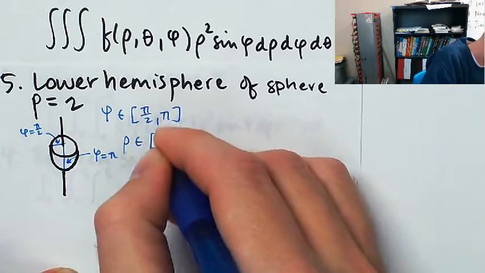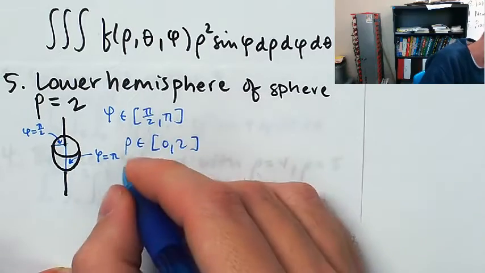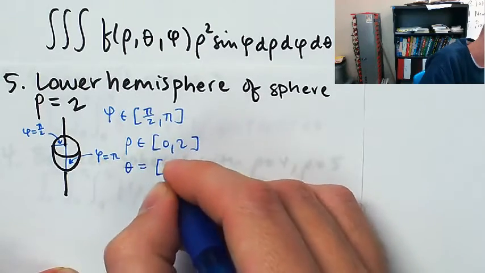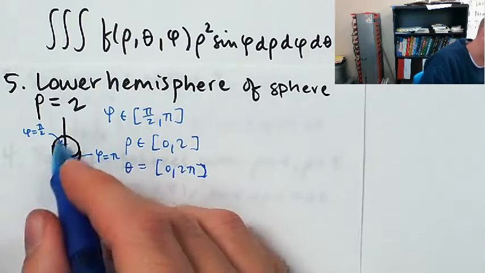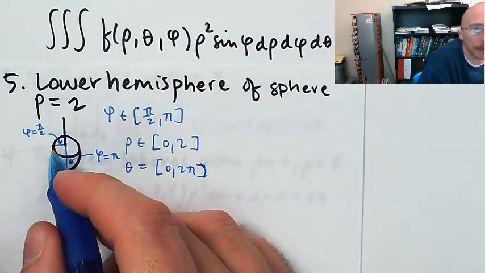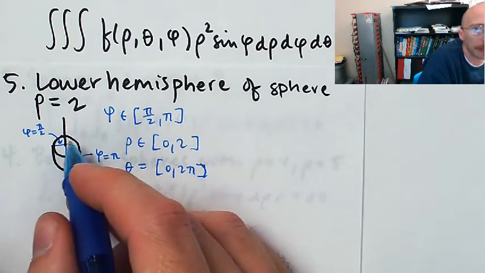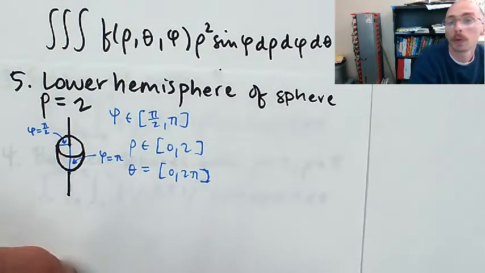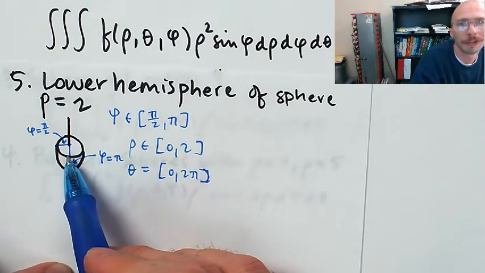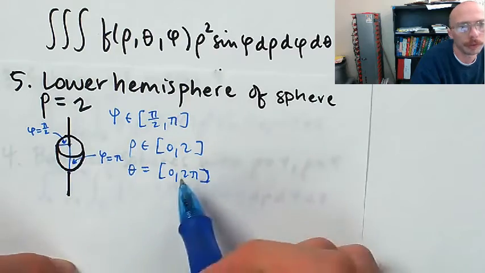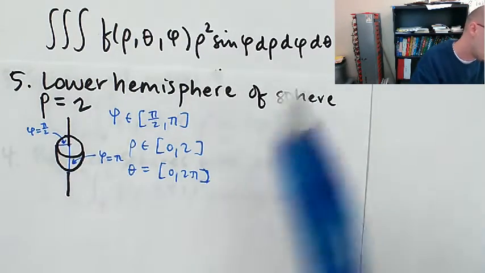Rho is going from 0 to 2. And theta is going to go from 0 to 2 pi, because it's the full lower hemisphere, right? We didn't cut it off and have three quarters of it or anything. Its image in the xy plane is a full circle also. So now I'm ready.